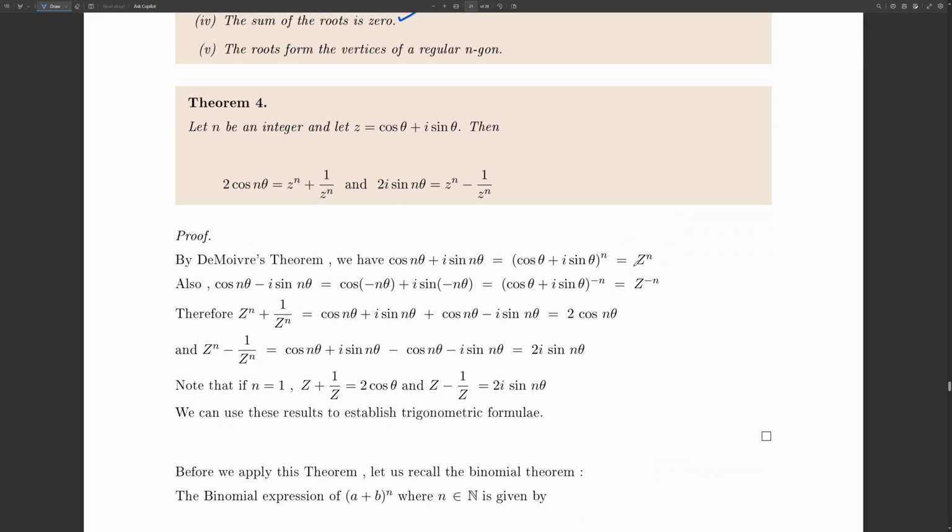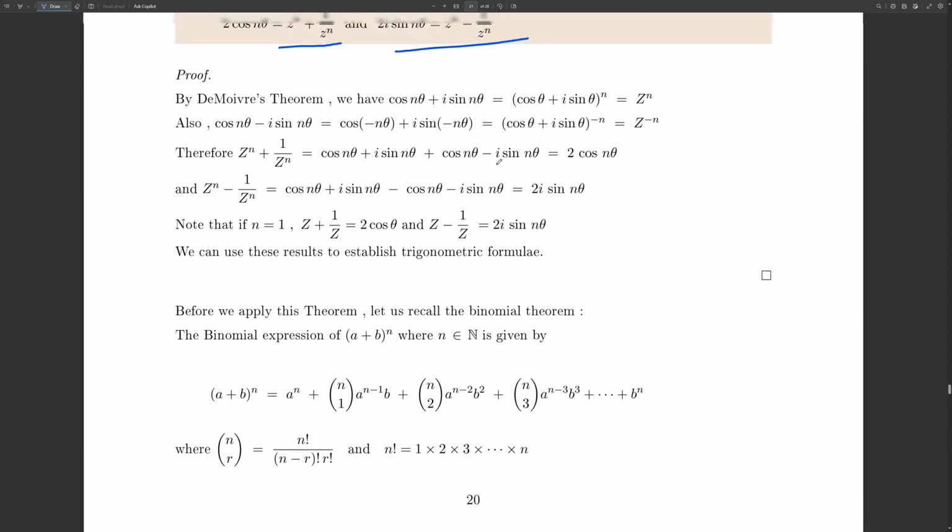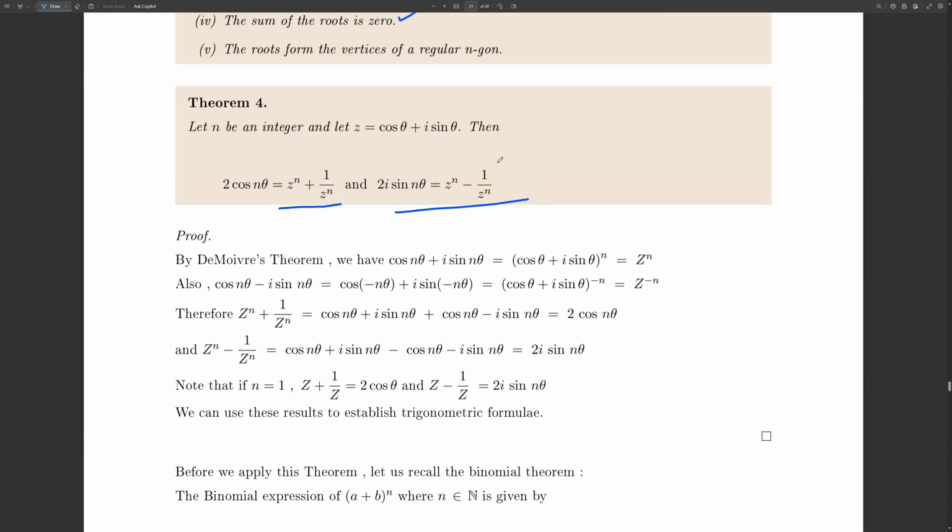So this takes us to theorem number 4, which tells us that let n be an integer and let z be equal just as before. Then 2 cos n theta is equal to this, and 2i sine n theta is equal to this. So we have a small proof here of this theorem.